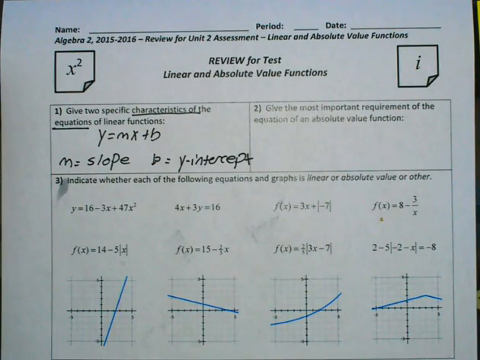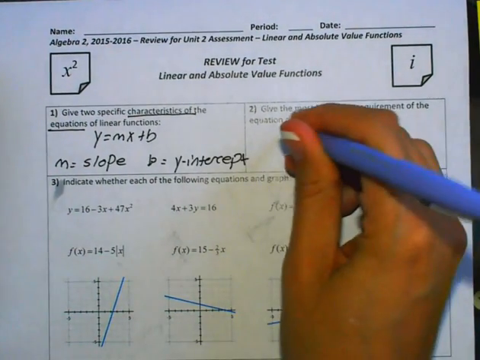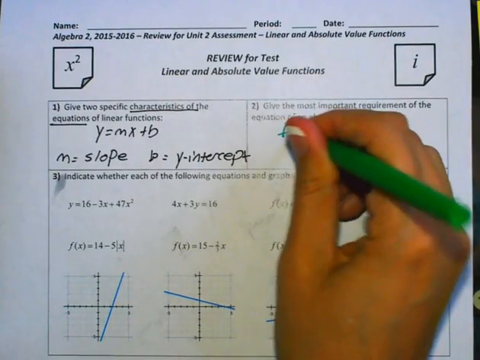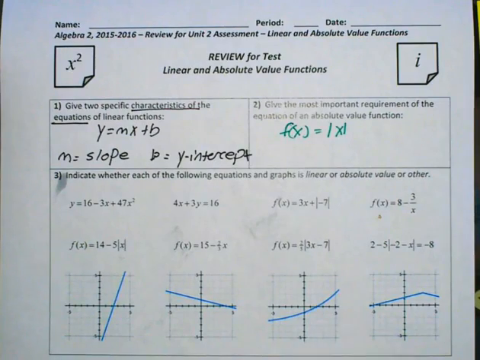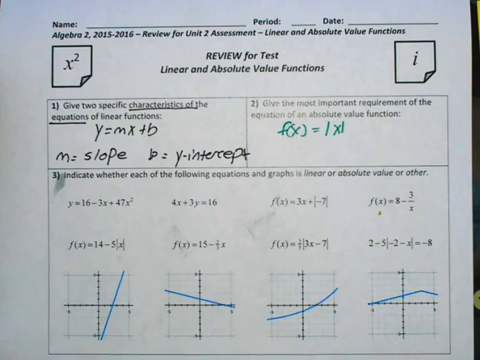Okay, the next one asks, give the most important requirement of the equation of an absolute value function. So the most important requirement is going to be, we're going to write the parent function up here for you. F of x equals the absolute value of x. So the most important piece is that the x is inside the absolute value sign.